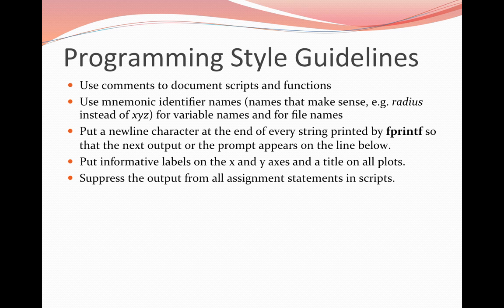Put informative labels on the X and Y axes when you plot, and also a title on the top of the plot. And in scripts, always, always, always suppress all of the output from all assignment statements. So always put a semicolon at the end of every assignment statement in a script. You don't want to see the variable equals and then a value. You want to control what the output looks like by using fprintf statements.